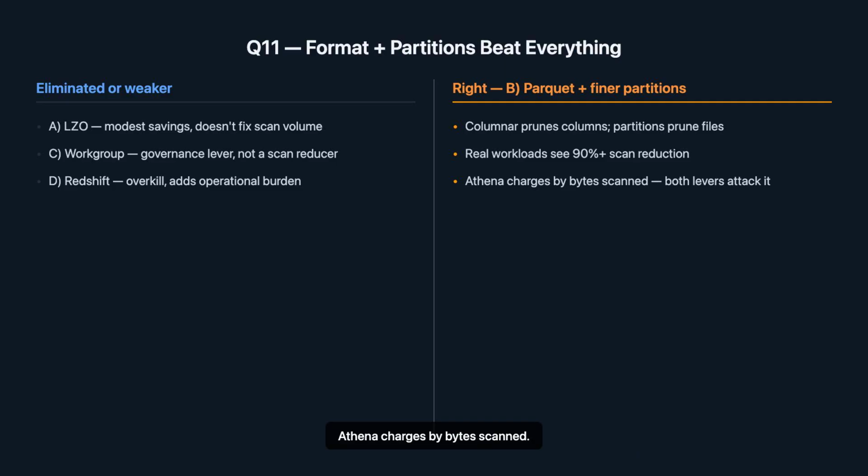Athena charges by bytes scanned. Parquet is columnar, so it skips columns you don't query. Smart partitions skip entire files. Together, real workloads see 90% or more scan reduction. When an Athena question mentions cost, the answer almost always includes Parquet plus the right partitions.